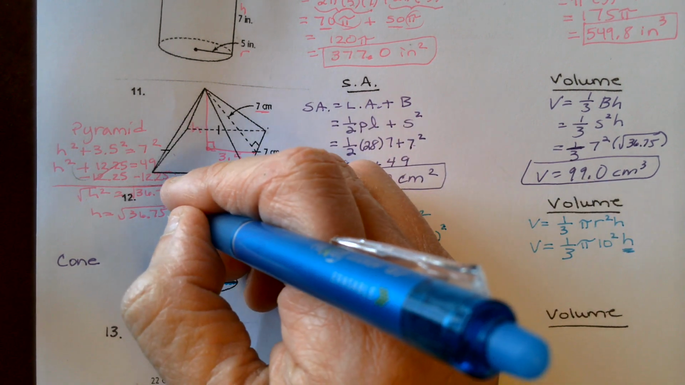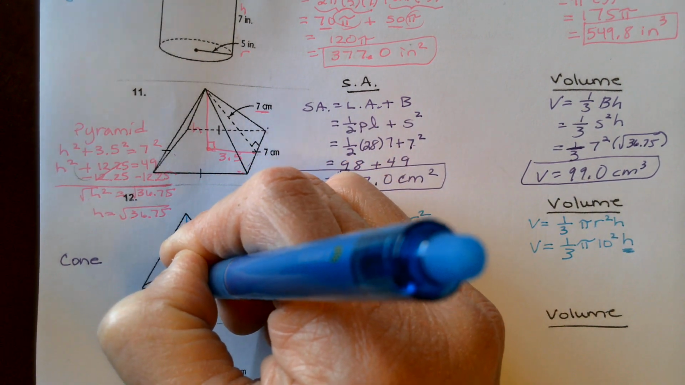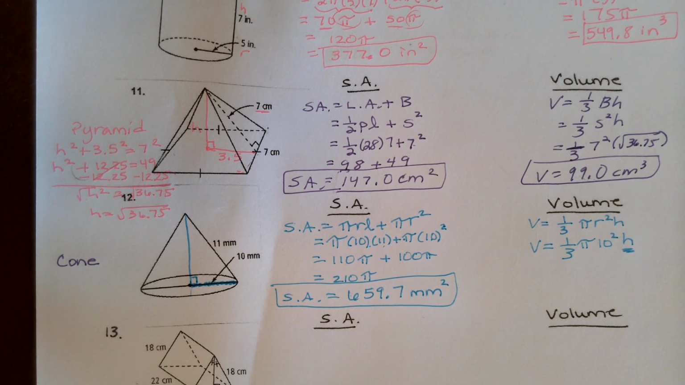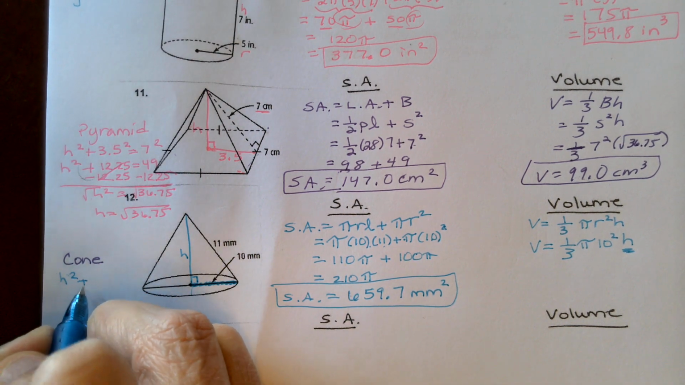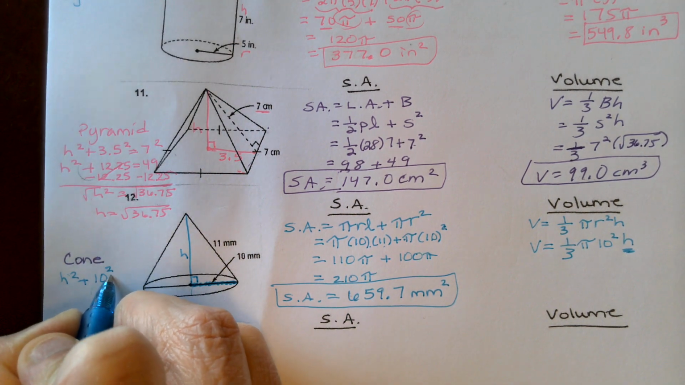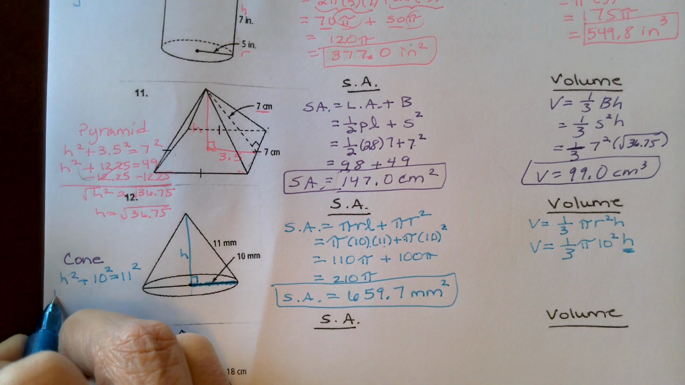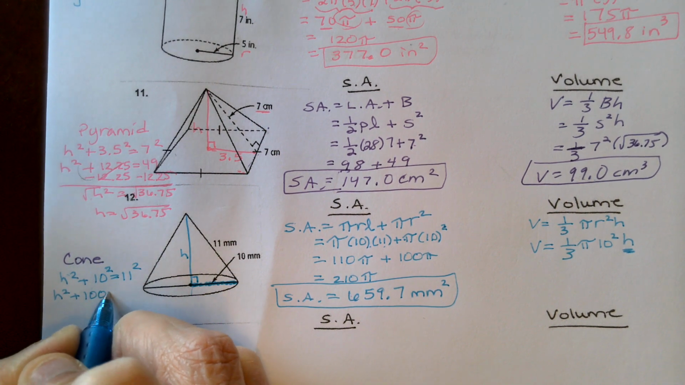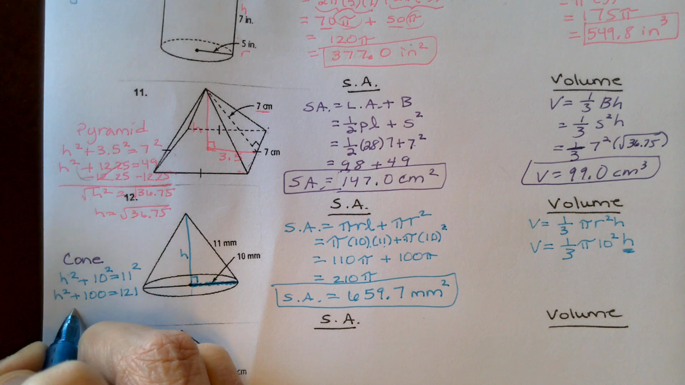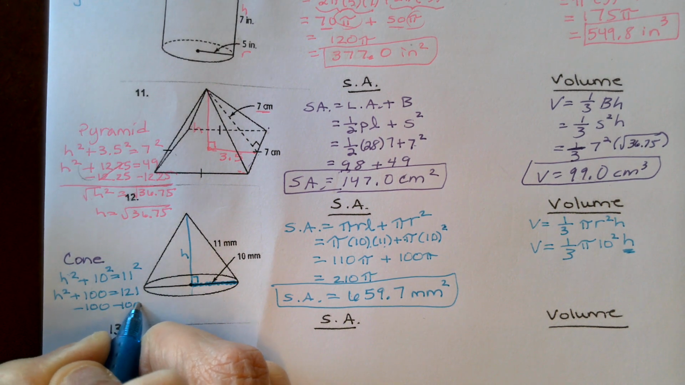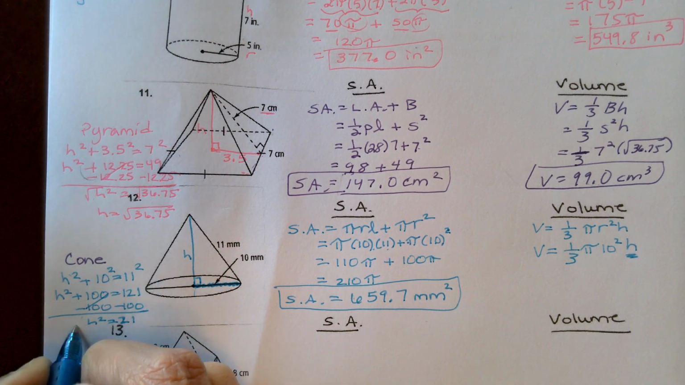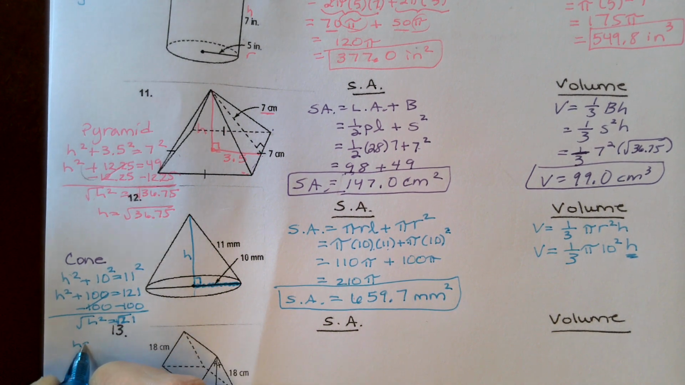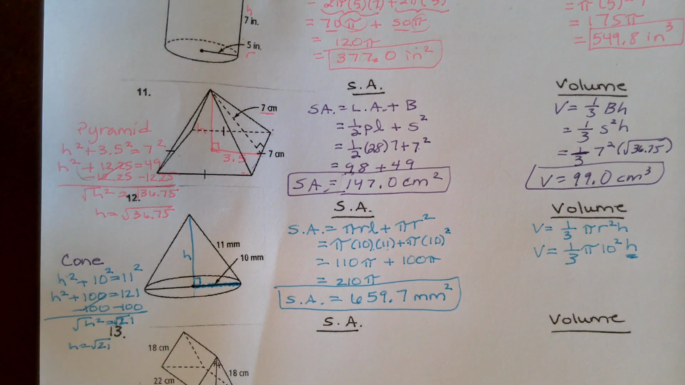So I'm going to draw in my perpendicular and go, yay, I can do Pythagorean theorem again. So I need my height. Height squared plus 10 squared equals 11 squared. Height squared plus 100 equals 121. Subtract 100 from both sides. Height squared equals 21. Height is the square root of 21.